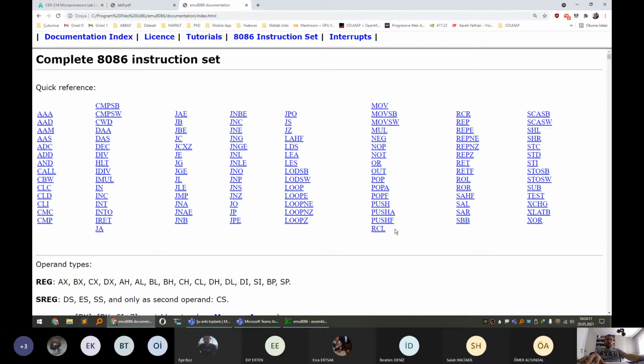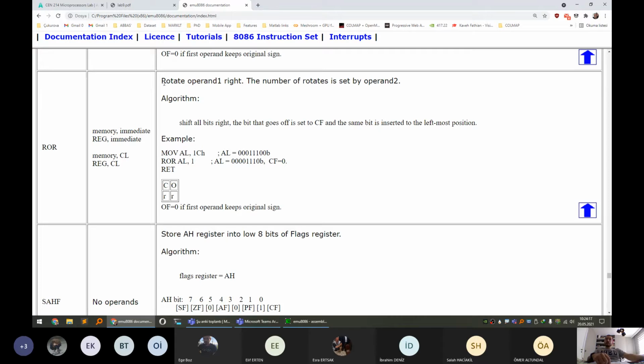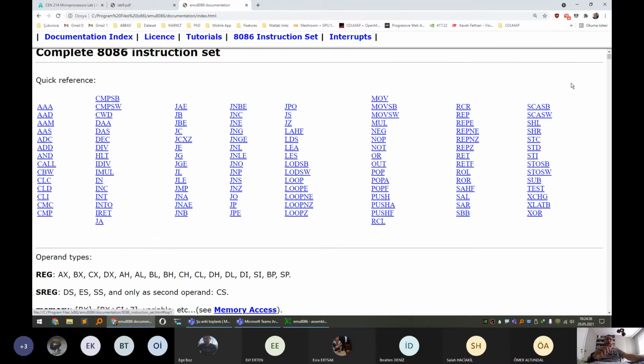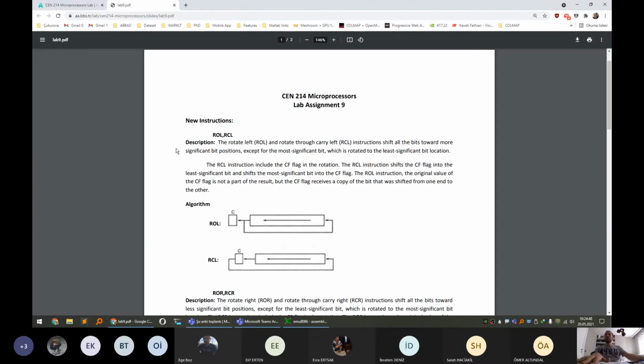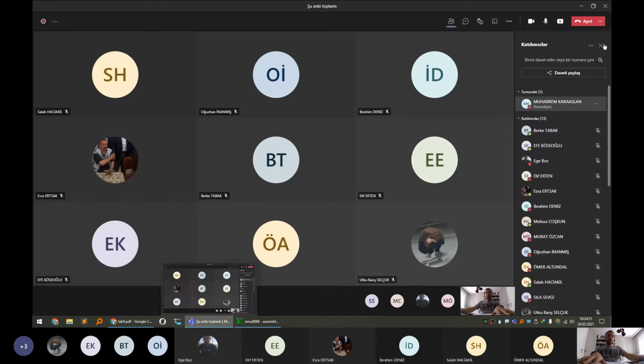Let's open rotate right. Where is rotate right? Rotate right. Rotate operand 1 by right. The number of rotate is set by operand 2. Algorithm is shift all bits right. The bit that goes off is set to carry flag, and the same bit is inserted to the leftmost position. Exactly same. Parameters are same. Flags are same. Rotate through carry right. Exactly same. Okay. I close this help document and go over the examples if there isn't any question.